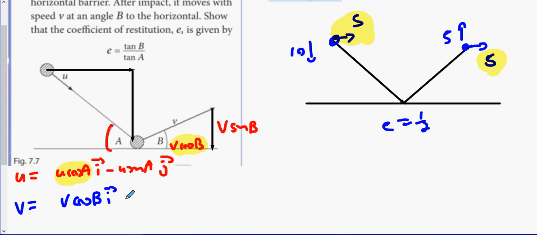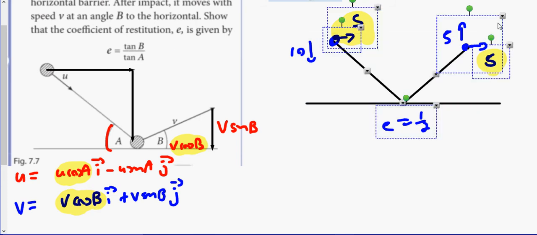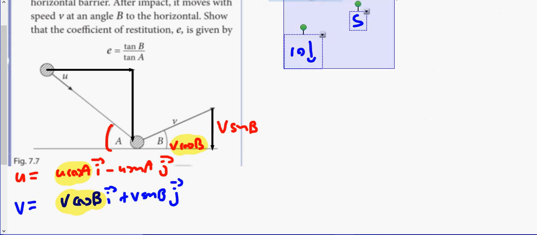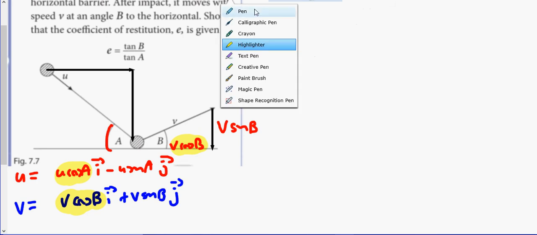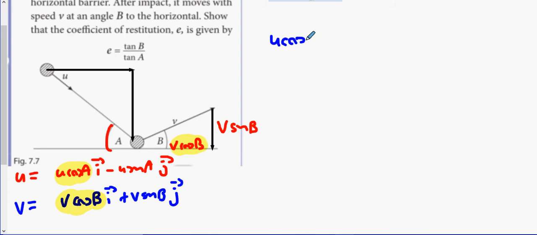plus v sine b. So we know that v cos b has to equal u cos a. That's the first thing we learned. We hope we can get the answer pretty quickly. What we're going to say is u cos a equals v cos b. Now we're going to do our formula.